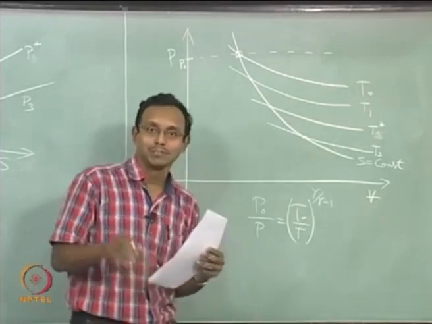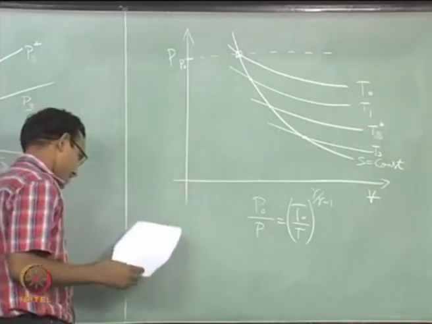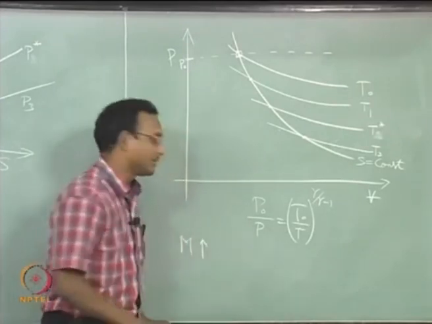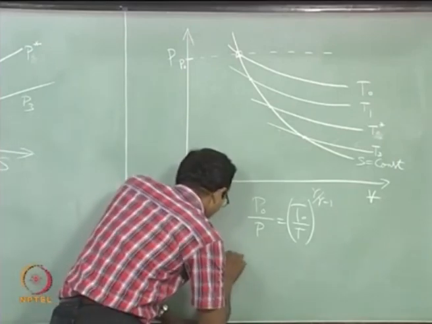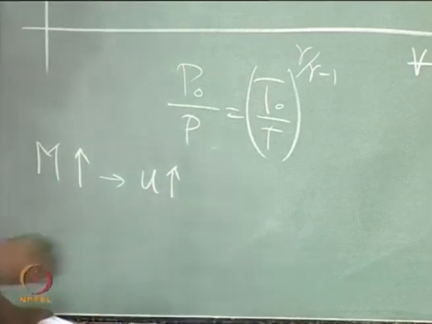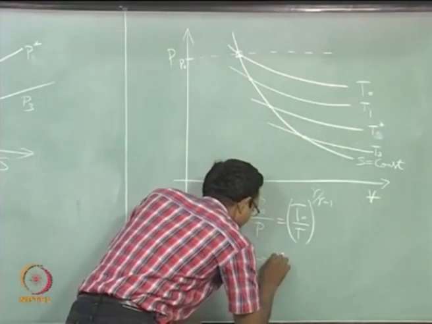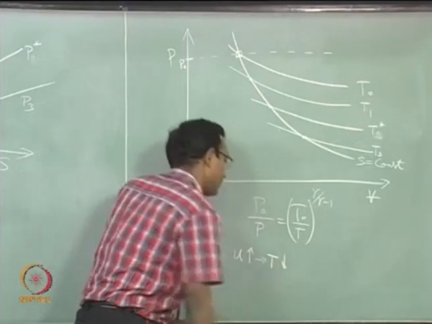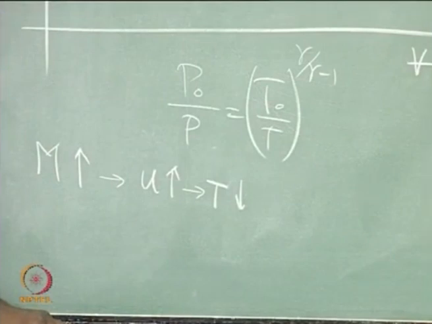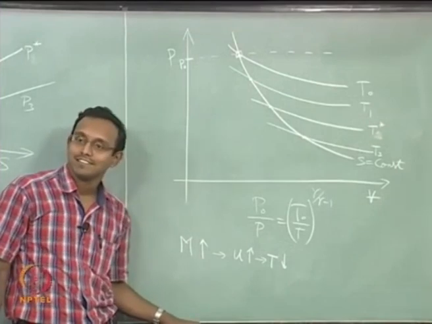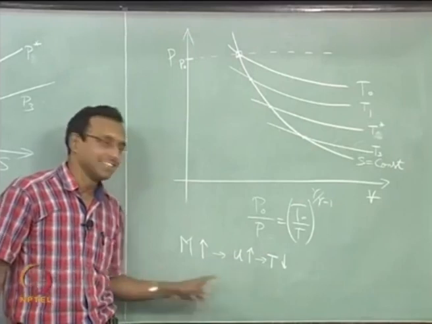Now, there is one more special interesting thing. I said that if I increase Mach number, my velocity increases. If velocity increases, I said that temperature decreases. So, what happens to Mach number? It increases. So, it is like a circular thing.